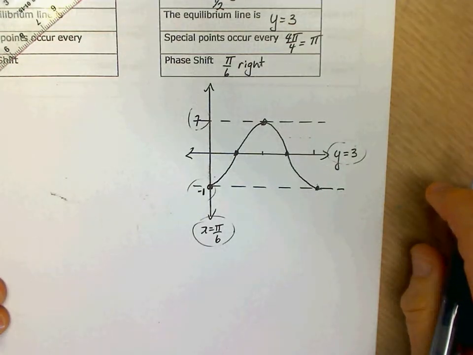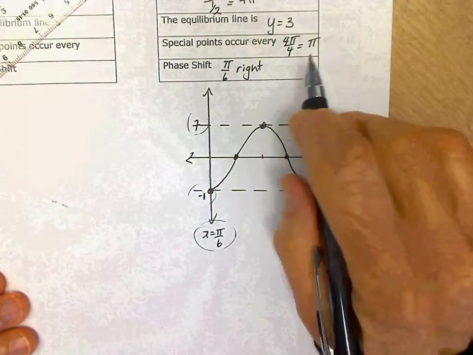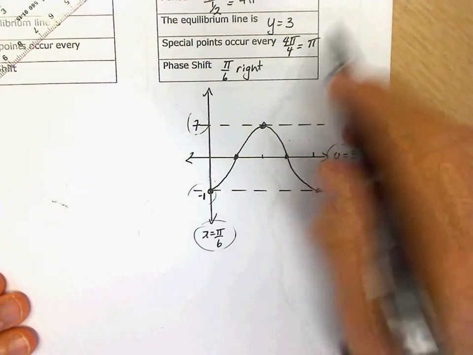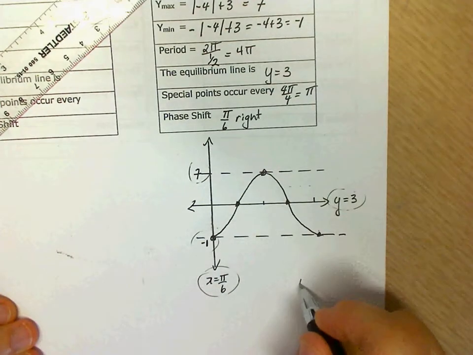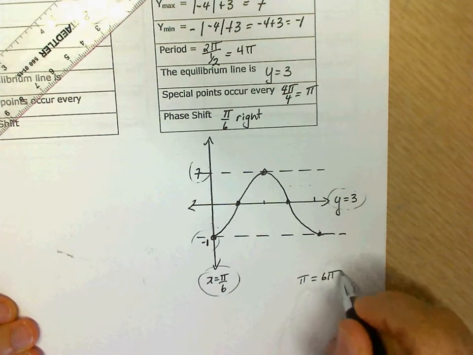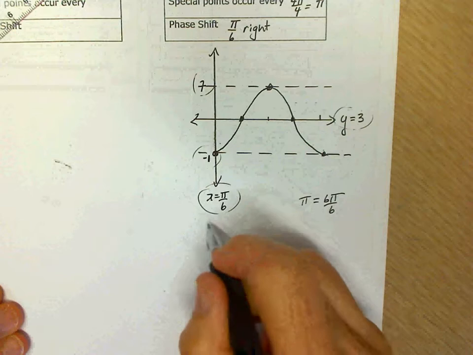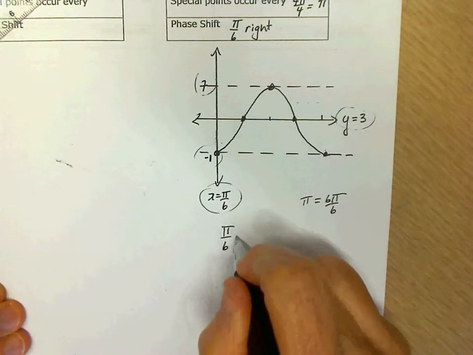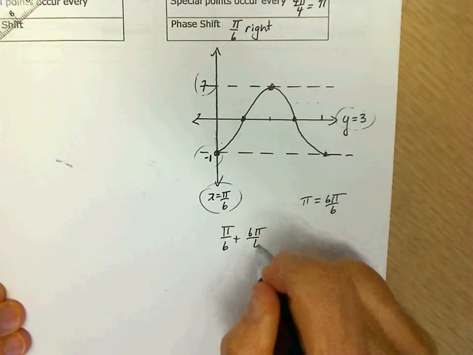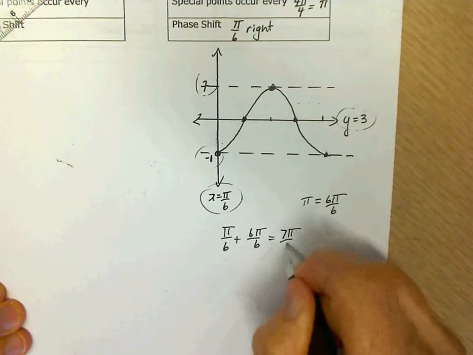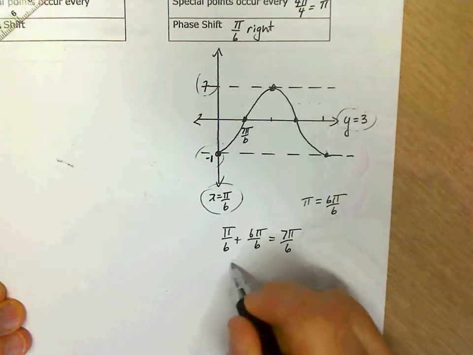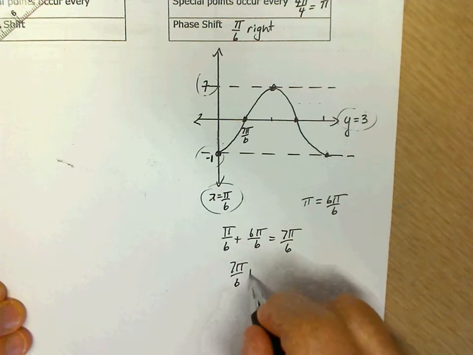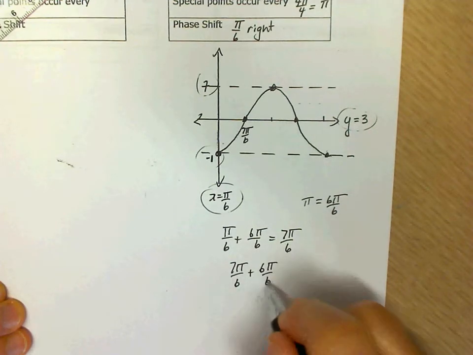So special points occur every pi by 6. Do you agree that pi equals 6 pi by 6? We need a common denominator. So pi by 6 plus 6 pi by 6 equals 7 pi by 6. So this is 7 pi by 6. 7 pi by 6 plus 6 pi by 6 equals 13 pi by 6.